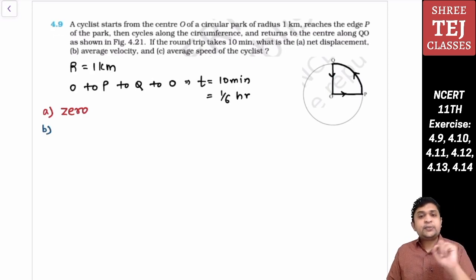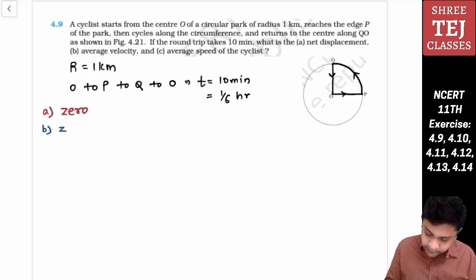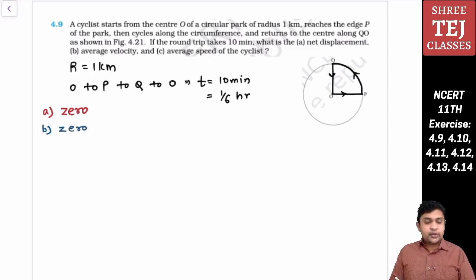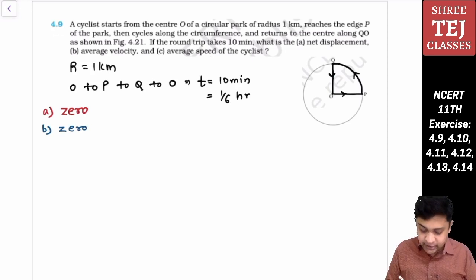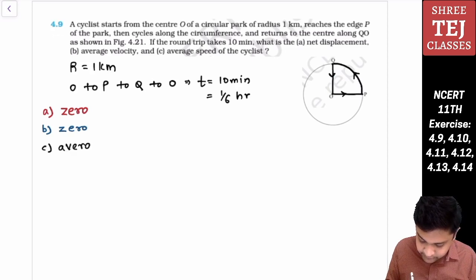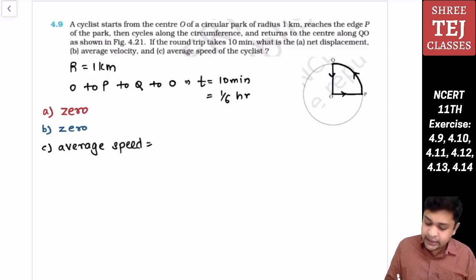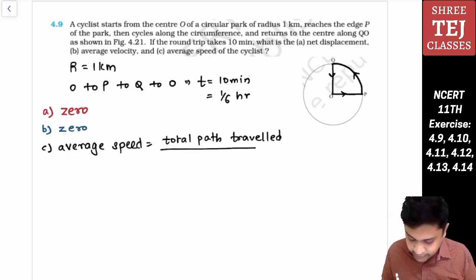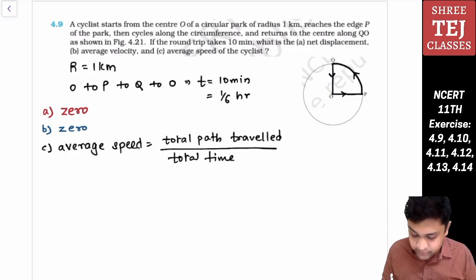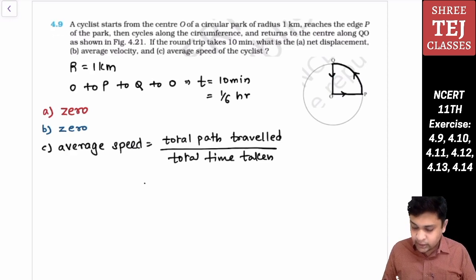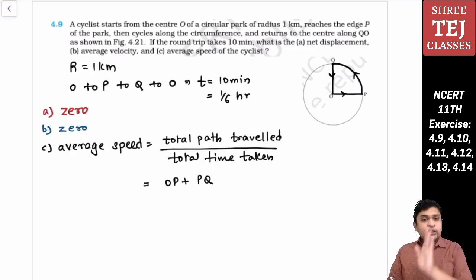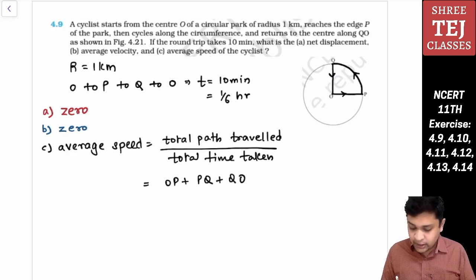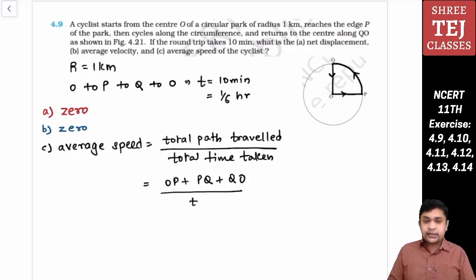Now because net displacement is 0, rate of change of displacement would also be 0. So average velocity is 0. Now for average speed. Average speed is total path traveled divided by total time taken. So what is the total path? OP plus PQ along the curve plus QO. That is the total path, and how much time has been taken? Time taken is T, which is 10 minutes.